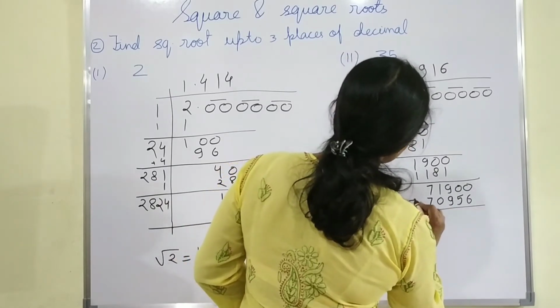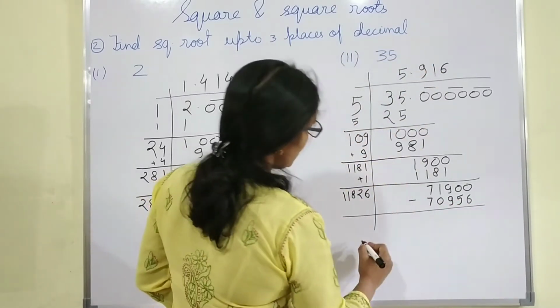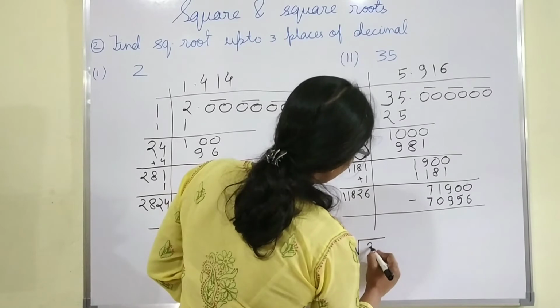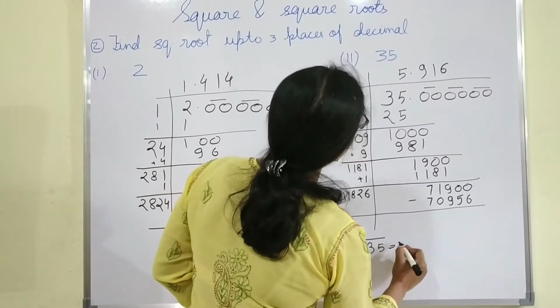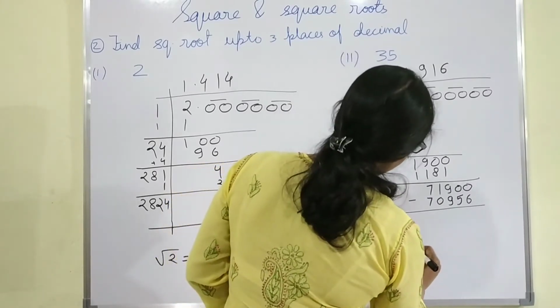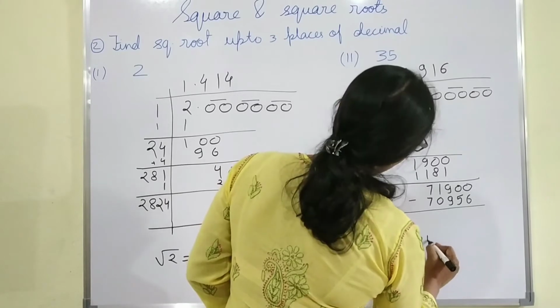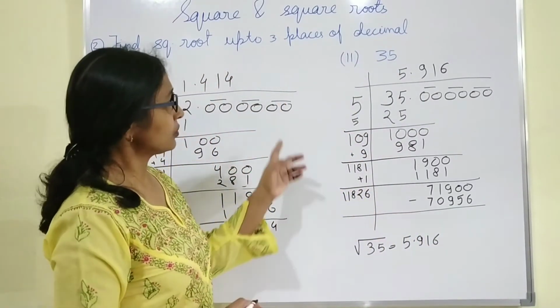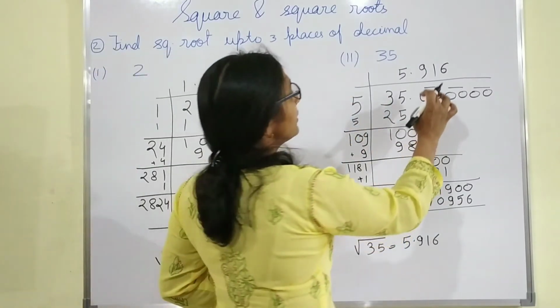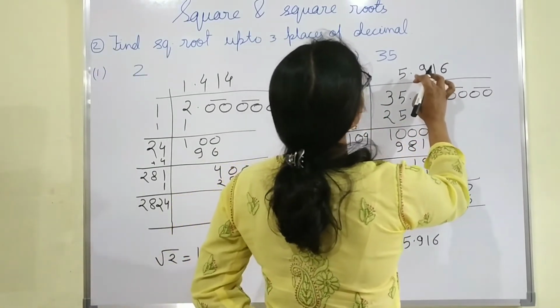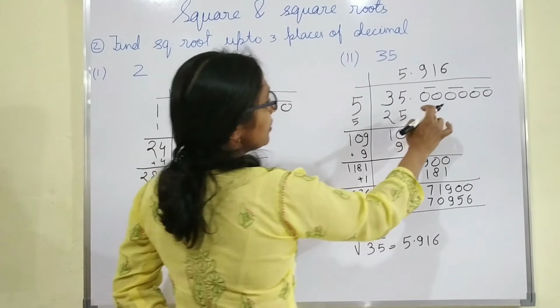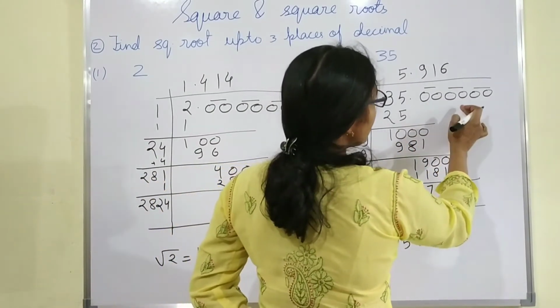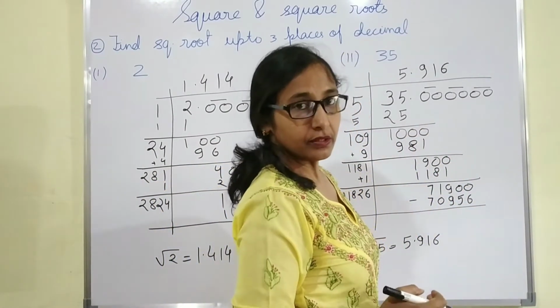Now subtract it. So the square root of 35 is 5.916. Okay. So see how many digits we need after the decimal. We will take that many pairs of zeros.